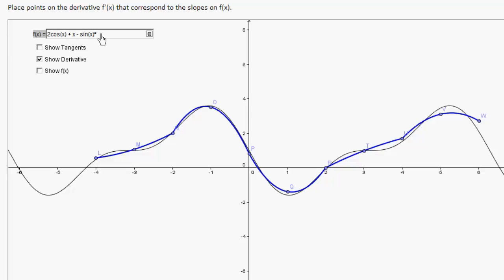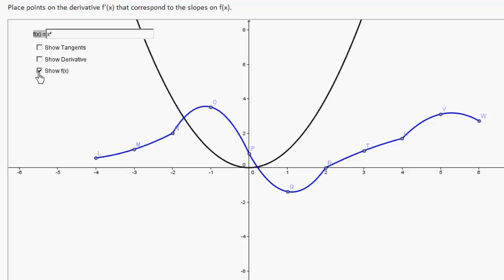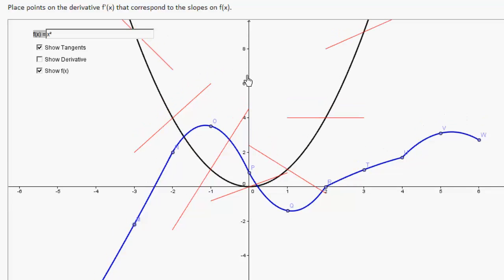All right, so if I adjust this, maybe I use x squared. All right, we're pretty good with x squared. We've dealt with that before. So there's x squared right there. What I'm going to do is show the tangents, and let's do it again. That one's actually kind of tricky to see. Actually, we can't see that one. All right, let's go to M. Let's adjust the scale here.